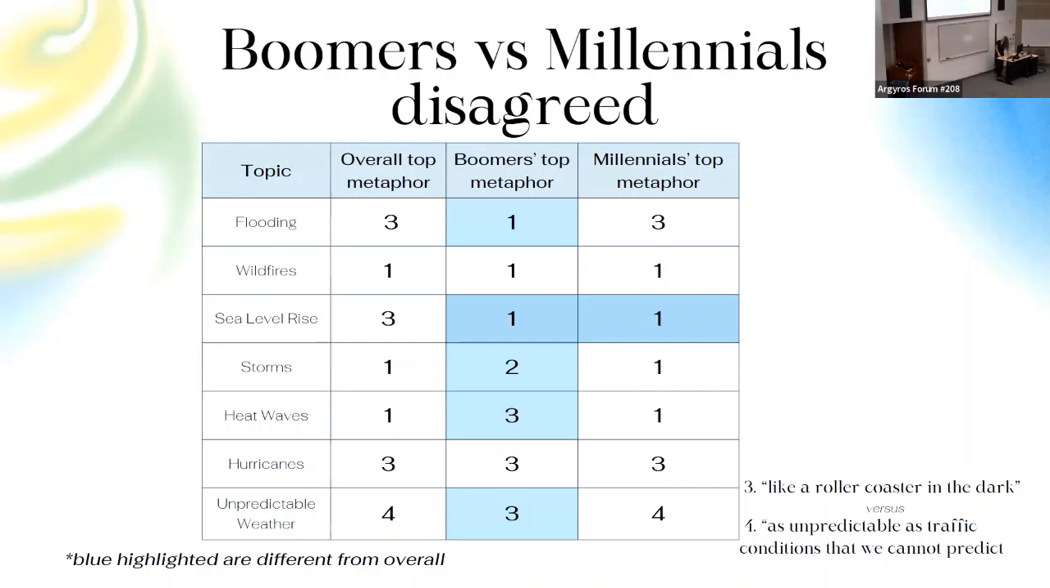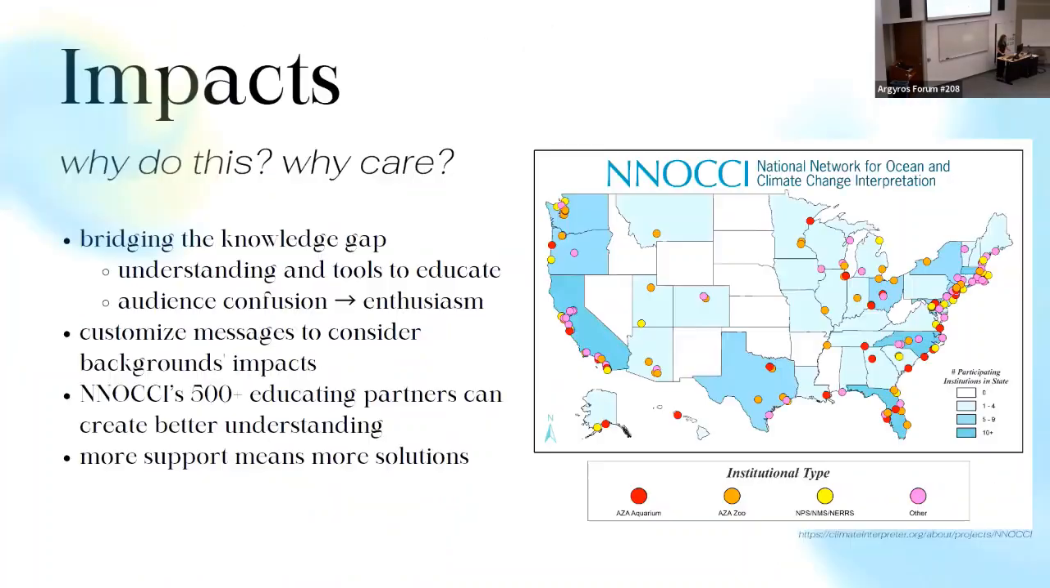This difference was pretty much what we expected, if not a larger difference, to be honest, but we look forward to comparing other generations and getting a larger sample to see if that continues and is proven to be statistically significant. So for general impacts, implications, why do we care?